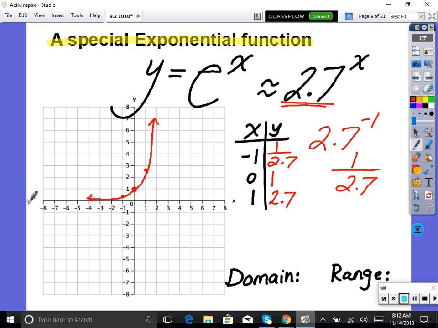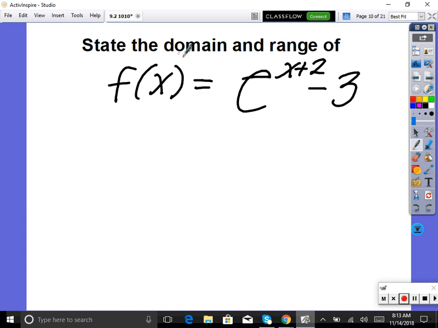So our asymptote is still just like all the other exponential functions at 0. You guys see how it's just a growth factor of 2.7. Our domain would be negative infinity to infinity, just like all our other exponential functions, and our range would be 0 to infinity. So now what if I shifted the e function? It would be no different than shifting our other exponentials. So I'm going to ask you, what is the domain and range of this e function?